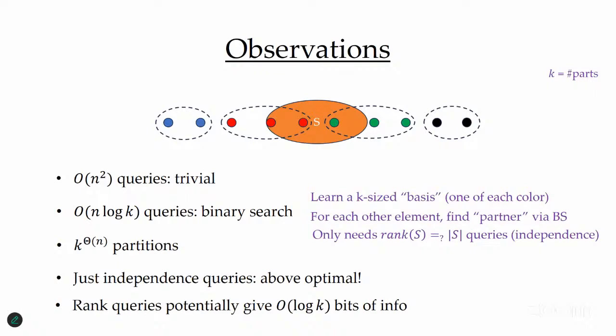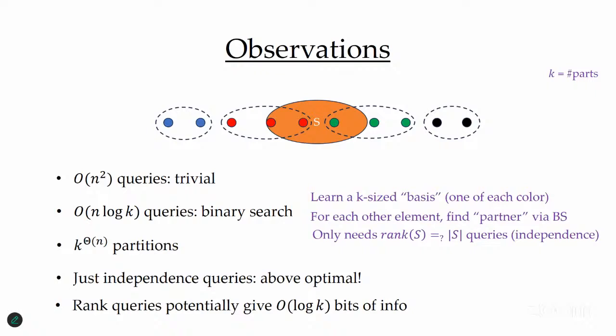But the rank query, which tells you the number of colors that set S has, can range from 1 to k, and it can potentially give you order log k bits of information every query. So if you divide this n log k by log k, it's potentially possible that you can learn the partition in order n rank queries. Of course, not every query will do this, but this is not trivial, and this lower bound breaks.